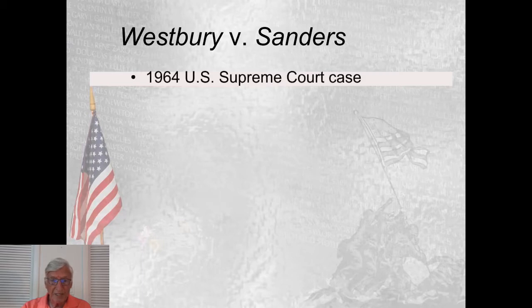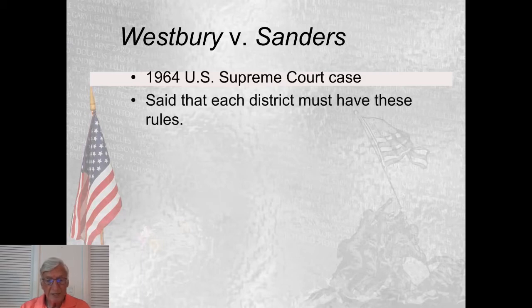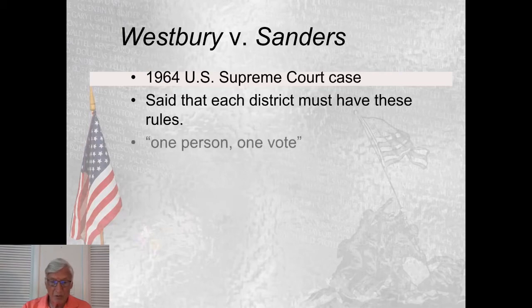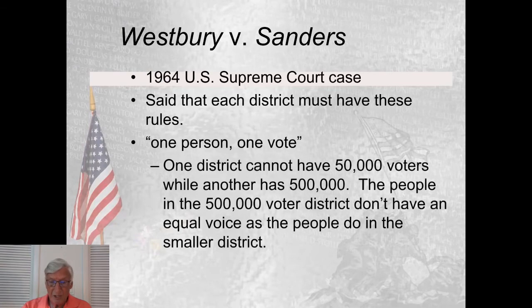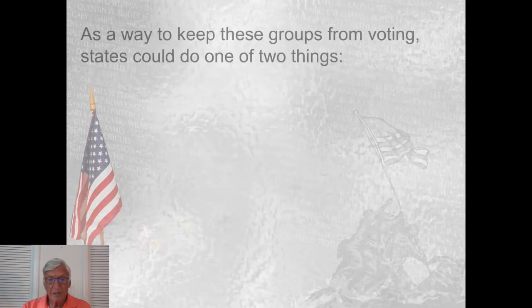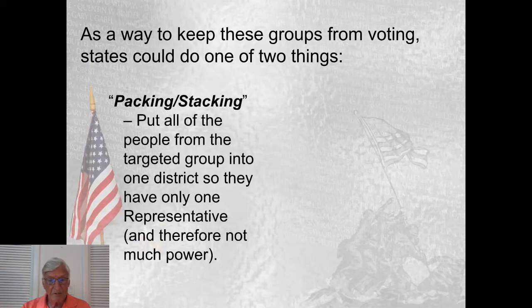Westberry versus Sanders, a 1964 US Supreme Court case, says that each district must follow these rules. One person, one vote. One district cannot have 50,000, another 500,000. They need to be, in rough approximation, the same size. It's a way to keep these groups from voting. States could do one of the two following things. Now, these are very clever. Packing or stacking, they're very similar. Some people use a different definition for each one, but they're really essentially the same thing. You put all of the people from the targeted group into one district so they have only one representative and therefore not much power.